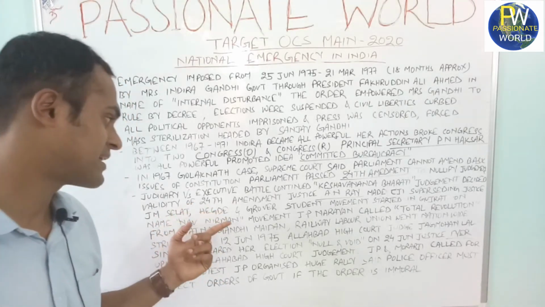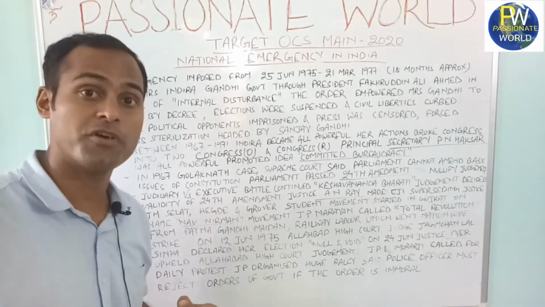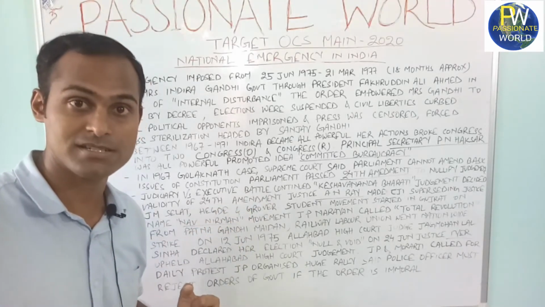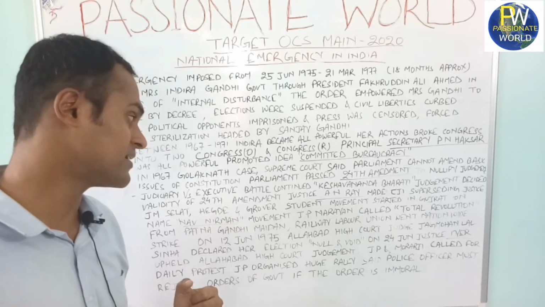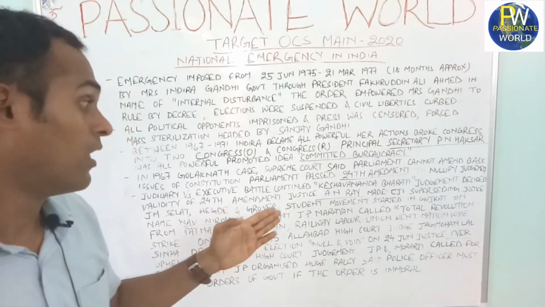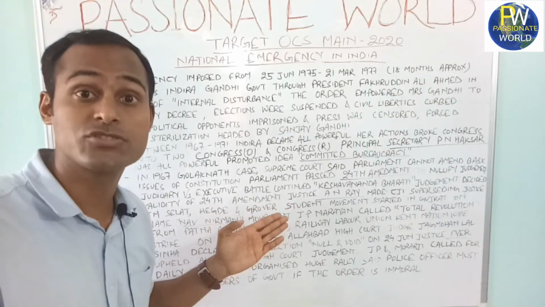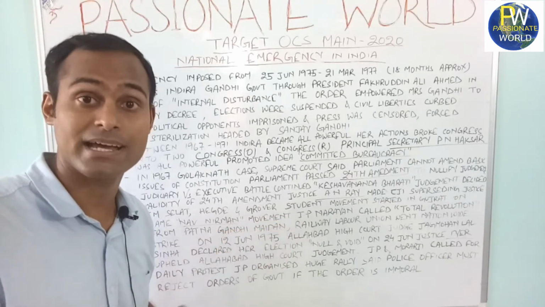Justice Saylor, Justice Hegde and Justice Grover were superseded by Justice N. Ray, and he became the Chief Justice. Then there was another political situation brewing for the Indira Gandhi government.